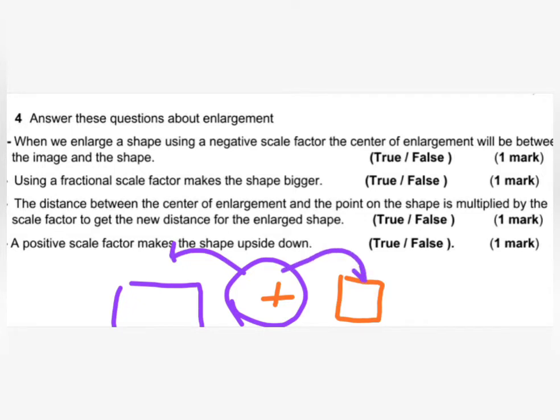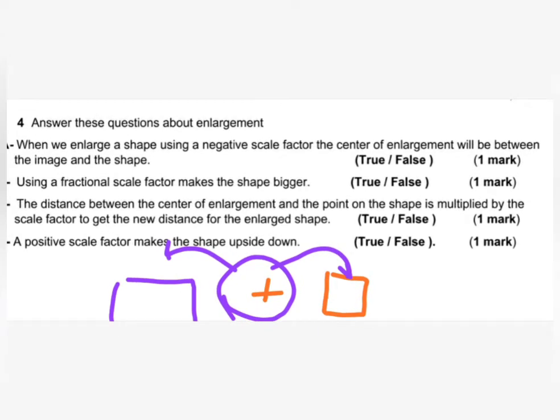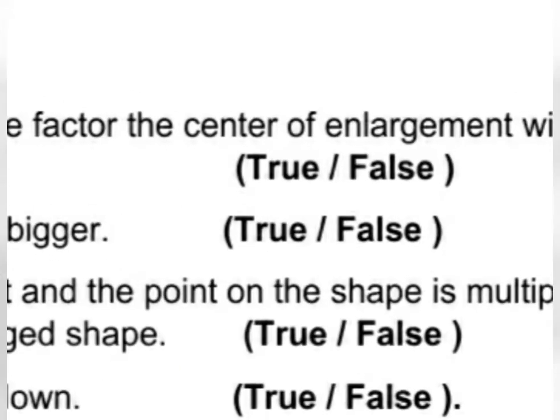Now, the question says, when we enlarge a shape using a negative scale factor, the center of enlargement will be between the image and the shape. So that's true. Using a negative scale factor makes the center of enlargement between the two shapes. Because it's negative, it's going to go the opposite way. Very good. So this one is true. We put true on it like this.